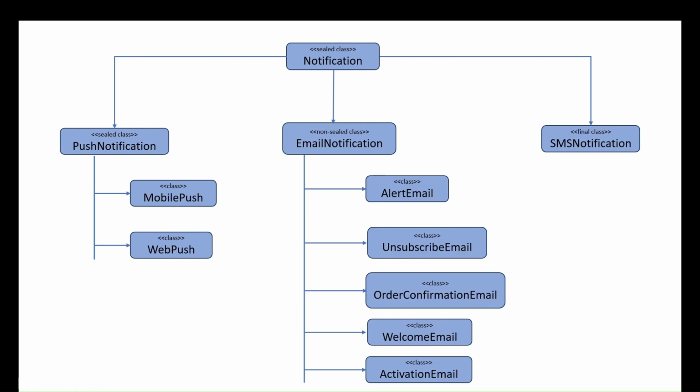Second category of notification is email notification. In case of emails, we cannot identify all the different categories of the email notifications. I have identified a few categories that I have mentioned here. So in the email notification, we can have alert email, unsubscribe email, order confirmation email, welcome email, and activation email. And the last one is the SMS notification. SMS notification cannot be subclassified, and it is not going to have any subclasses.